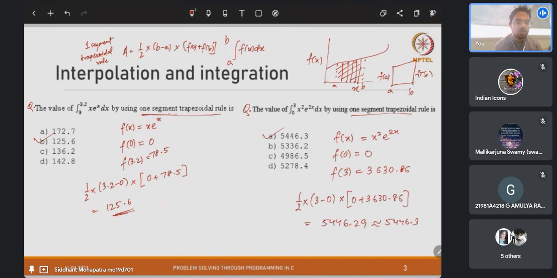I hope there is no doubt till now regarding the trapezoidal rule.